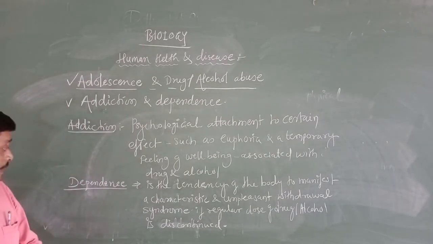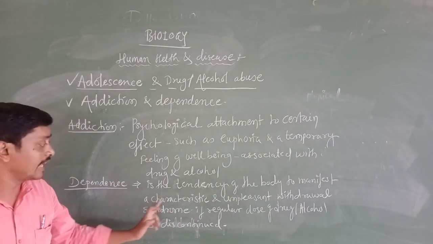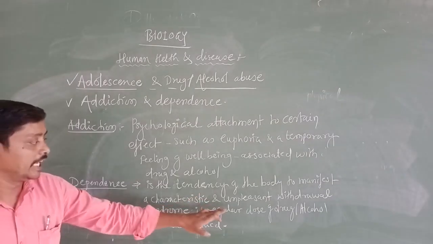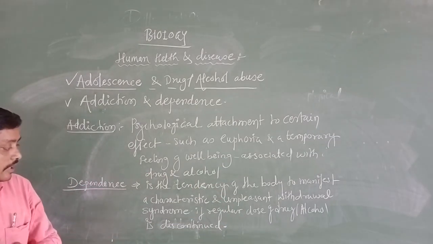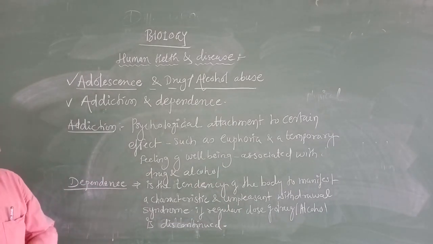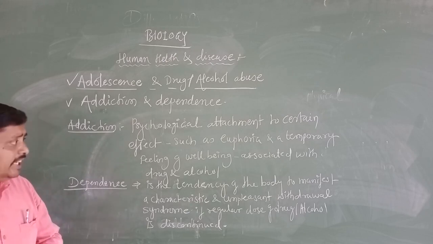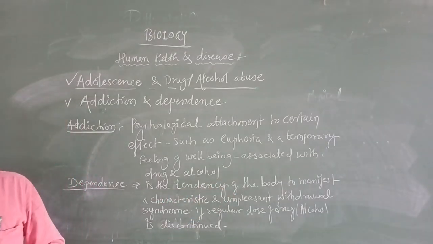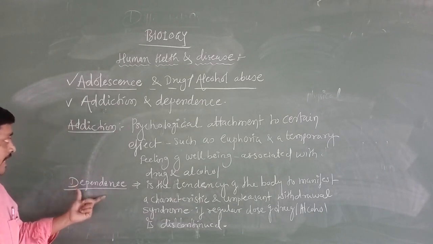Dependence is the tendency of the body to manifest a characteristic and unpleasant withdrawal syndrome if the regular dose of drug or alcohol is discontinued. When he discontinues the regular doses of drug and alcohol, his body shows the unpleasant withdrawal syndrome. That is what we call dependence.